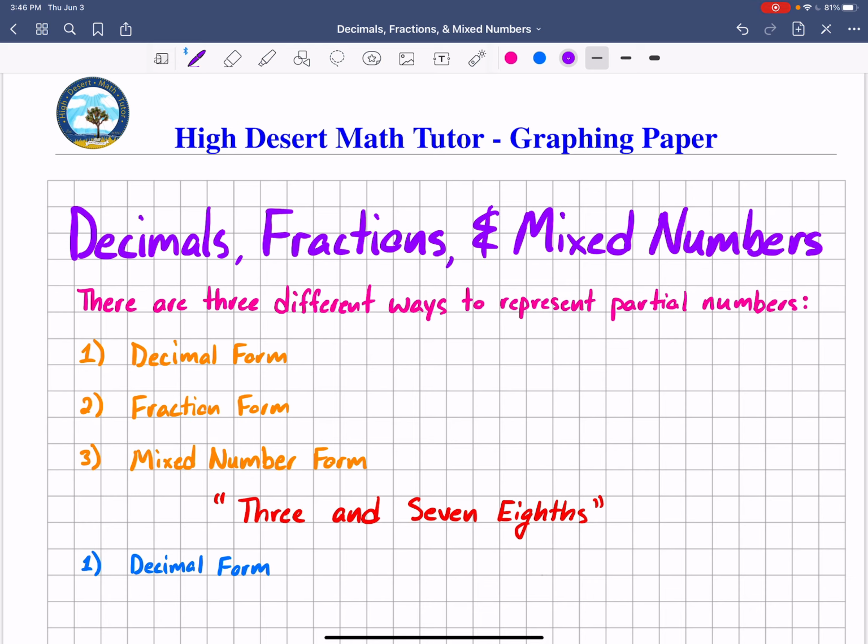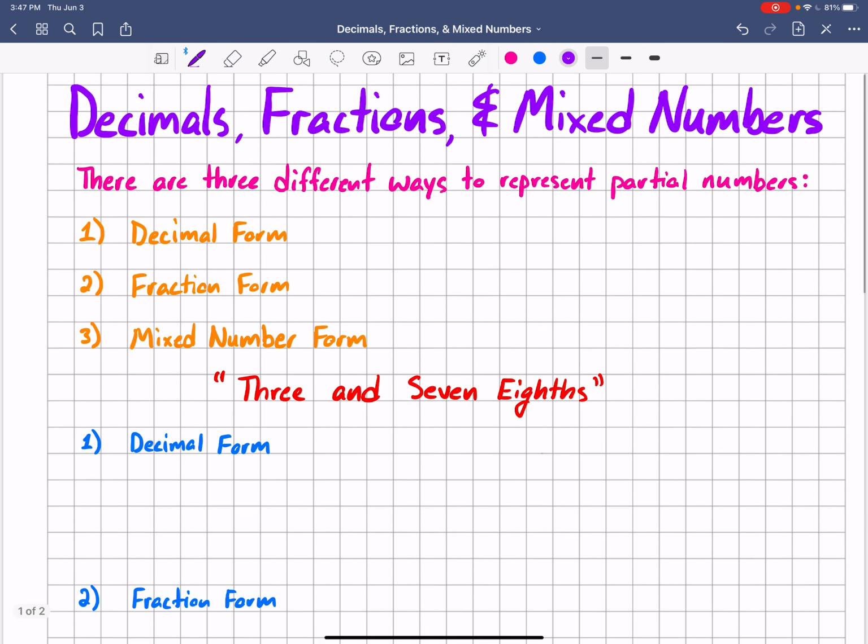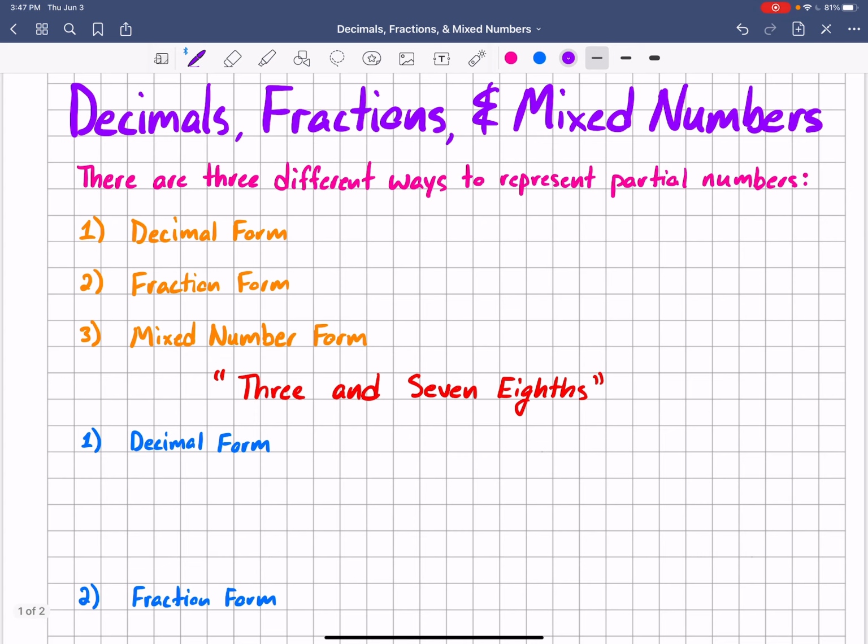But then when you're working with numbers mathematically on paper, it's often more convenient to work with fractions. And then often when we're talking, we talk in terms of mixed numbers. So today we're going to look at converting this phrase into the 3 different common forms. To begin, we'll talk about converting 3 7/8 into decimal form.